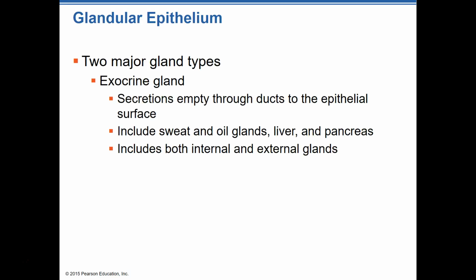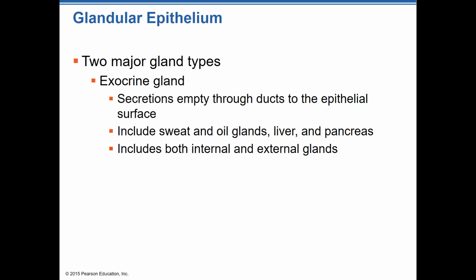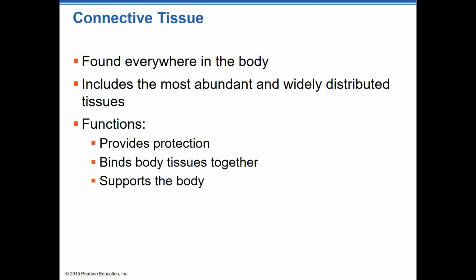Exocrine glands dump outside through ducts. So they may dump things into the digestive tract. They may be sweat glands on the surface of our skin. Those types of things. Those are exocrine glands. Those glands, they're all over the place, as you can imagine, but they're highly specialized, and we'll talk a little bit more about them. Not the last time we're going to hear about them.